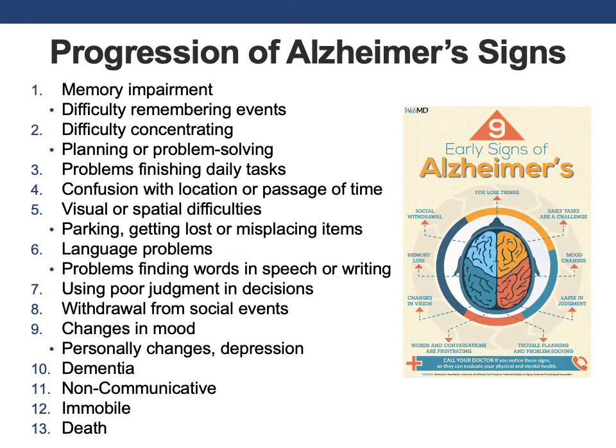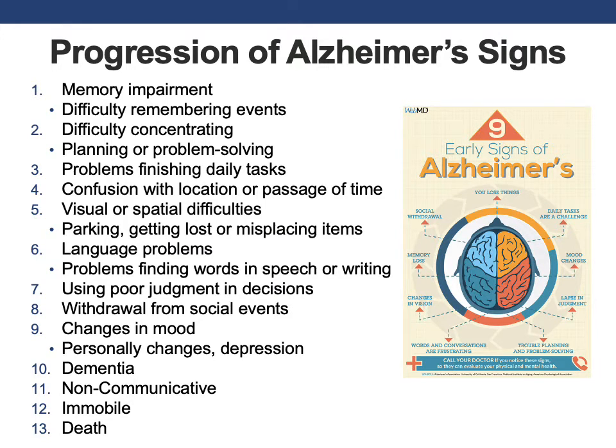Number 8, withdrawing from social events. This occurs as the disease progresses because they are losing memory. They are finding it difficult to find the words, so they just are not comfortable around people and they become withdrawn. Number 9, changes in mood, personality changes, and depression. That's where the disease is pretty advanced. A person can become very angry and violent and very fearful during this time.